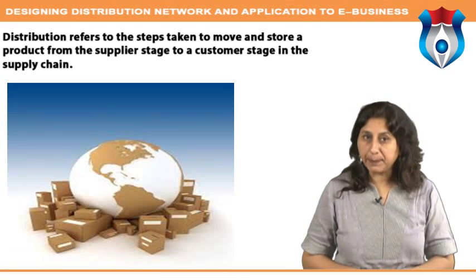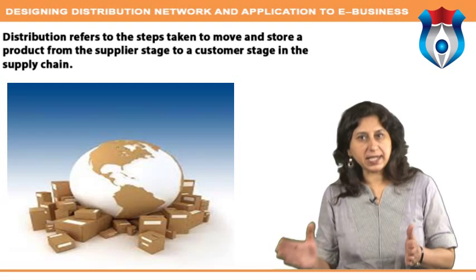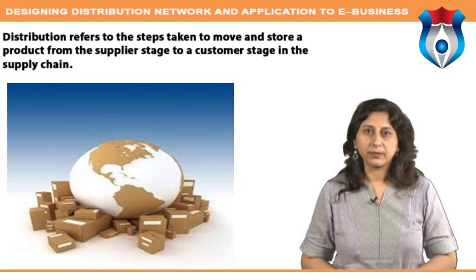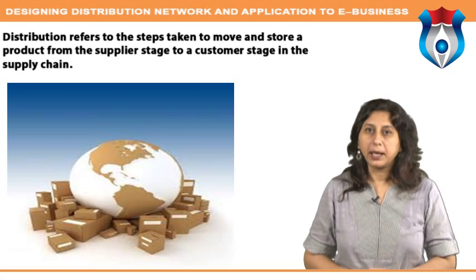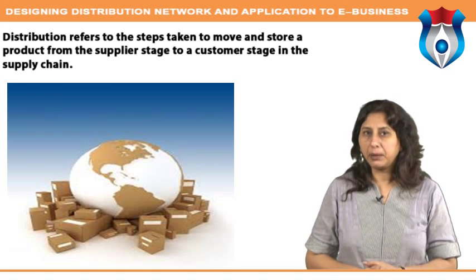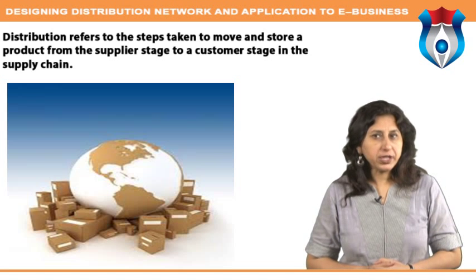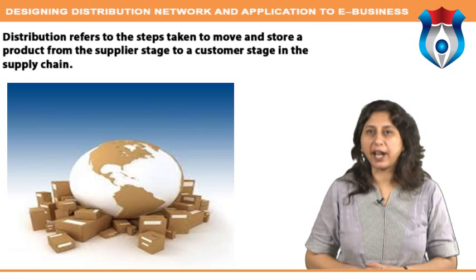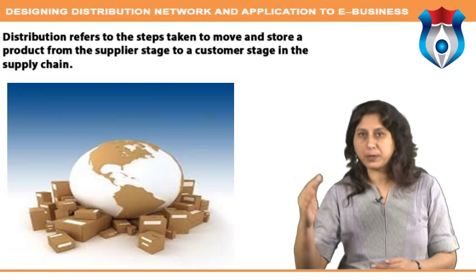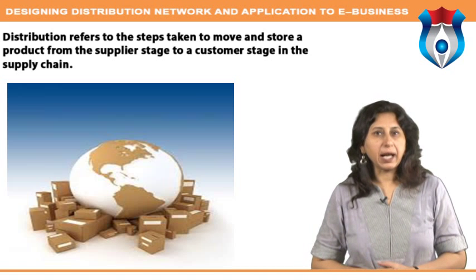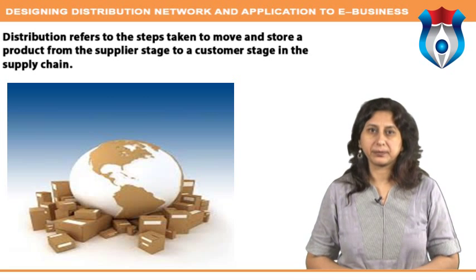Let's start with the introduction. Distribution refers to the steps taken to move and store a product from the supplier stage to a customer stage in the supply chain. Distribution is a key driver of the overall profitability of a firm because it directly impacts both the supply chain cost and the customer experience. Good distribution can be used to achieve a variety of supply chain objectives ranging from low cost to high responsiveness. As a result, companies in the same industry often select very different distribution networks.